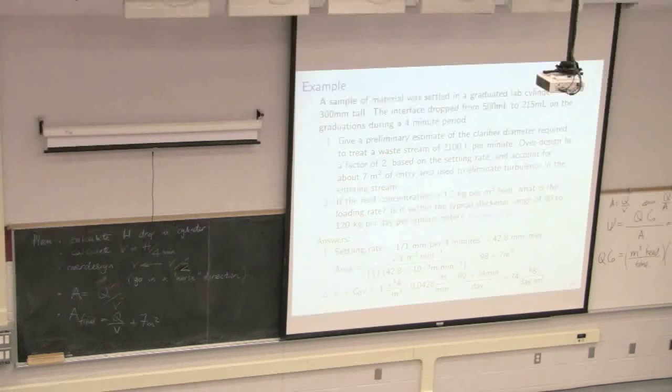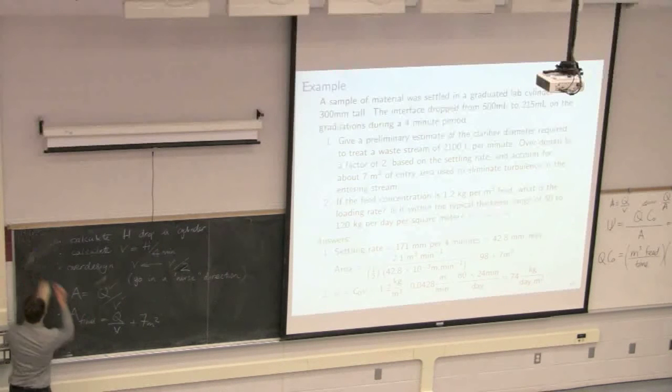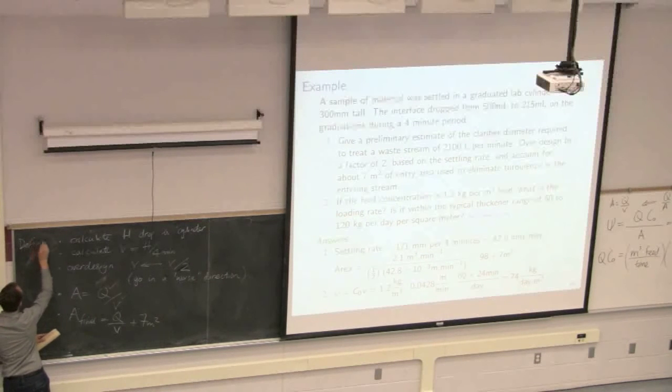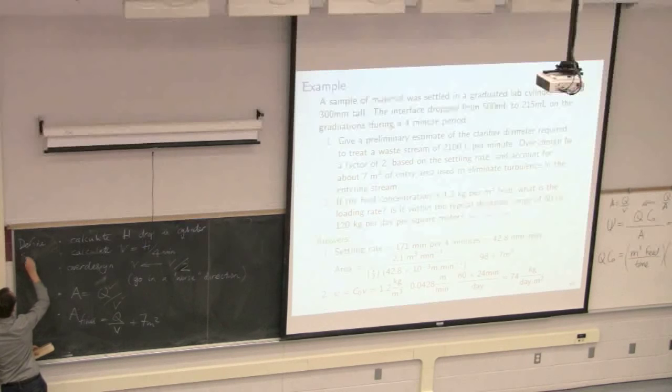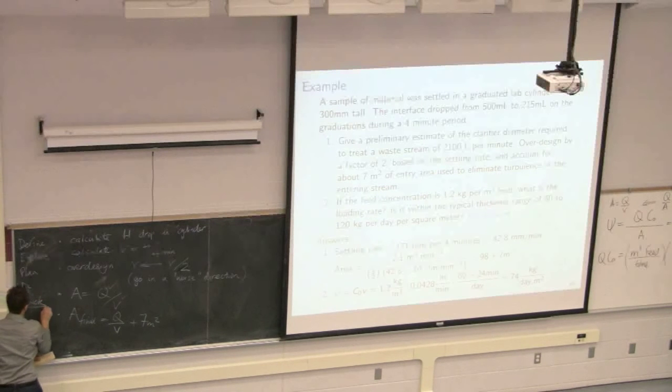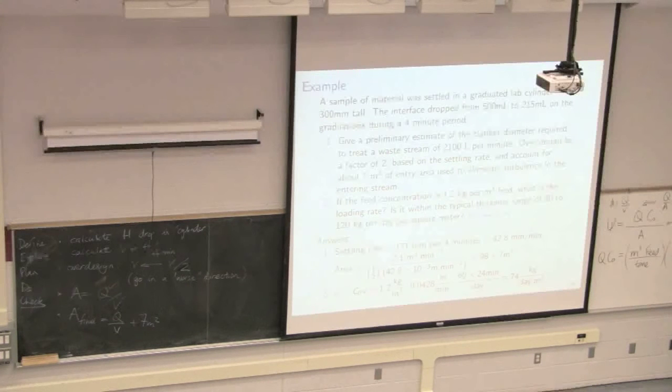Okay, so that's the plan. The next question is, if we go to that six-step process: define, explore, plan, do, and then the fifth step is check. Let's just quickly look at the check step. Question two is really asking you to check your answer.